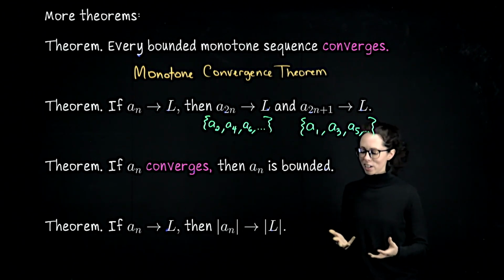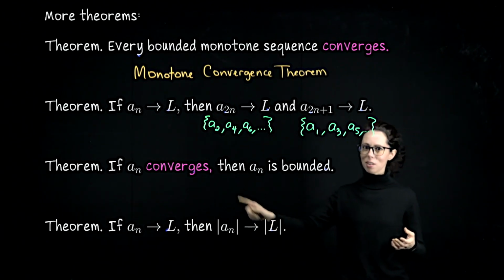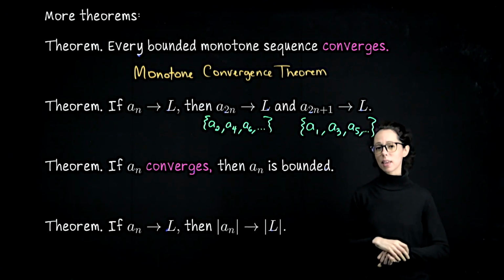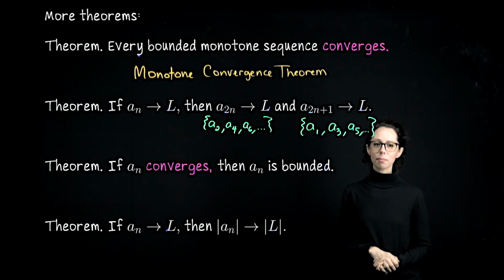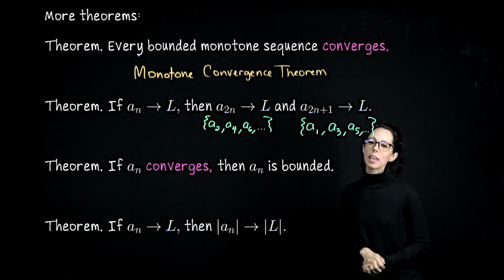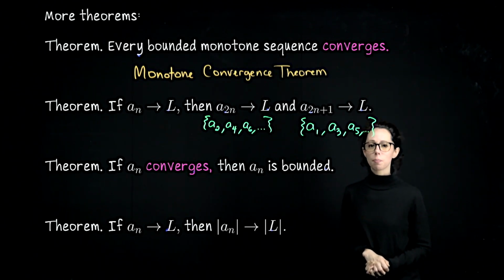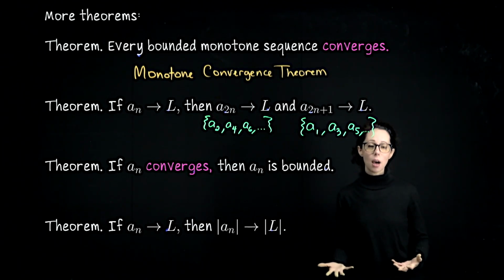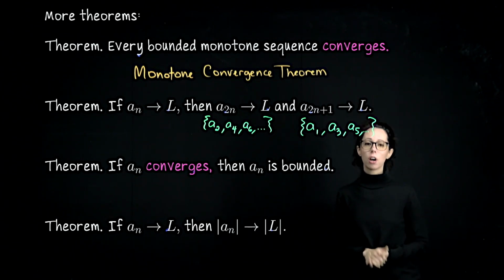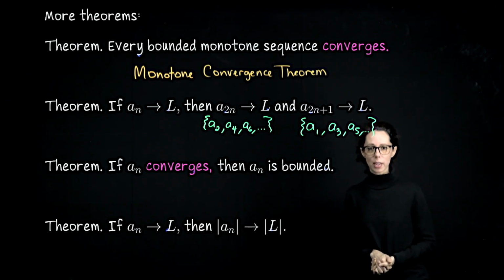So if you're looking at terms and you're like, hey, every fifth term behaves a little differently, then maybe that's a sign that the sequence doesn't converge. Okay, the next result says that if a sequence converges, then it is bounded. So if a sequence is not bounded, then it cannot converge. All convergent sequences must be bounded.